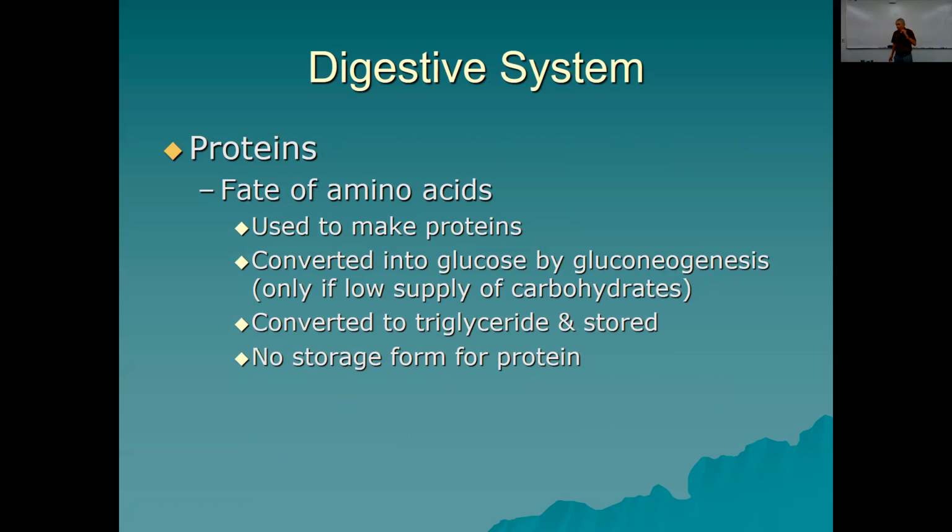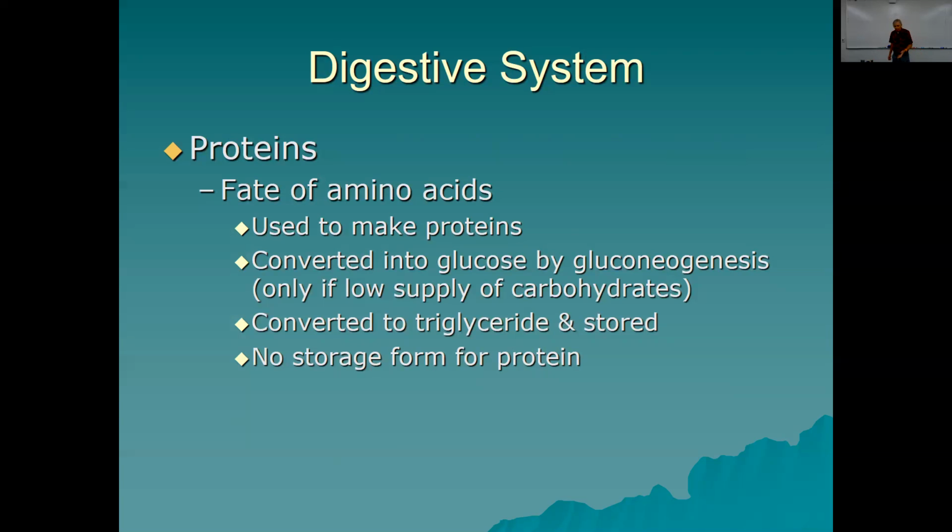Or you can convert some amino acids into glucose by a process called gluconeogenesis. This only really happens if you either run out of carbohydrates or you don't need any carbohydrates. You can also convert amino acids to triglyceride, fat, and store it in adipocytes.